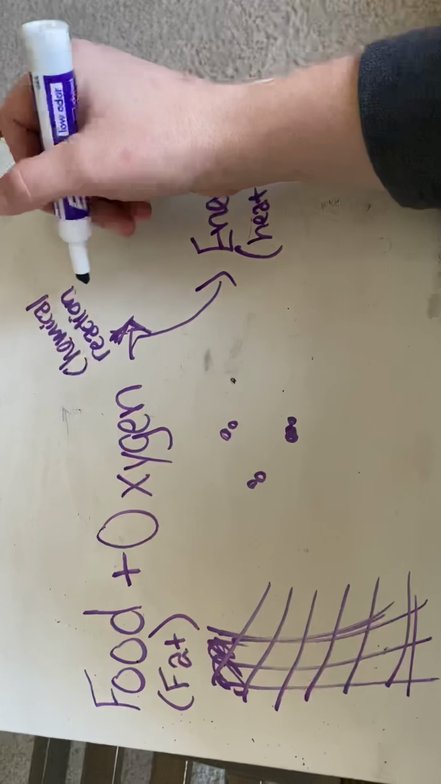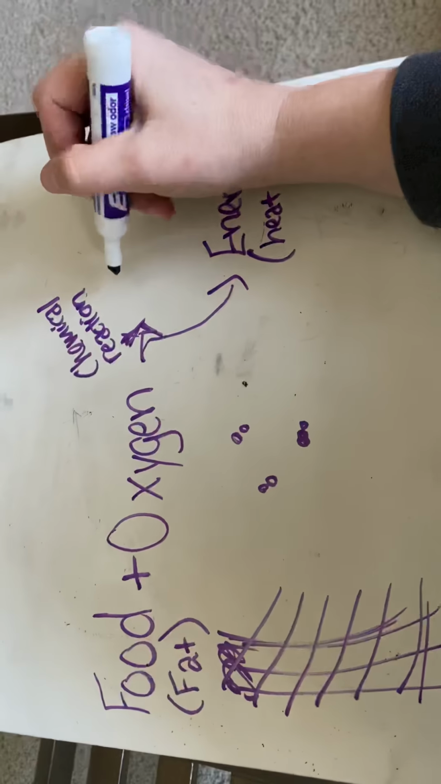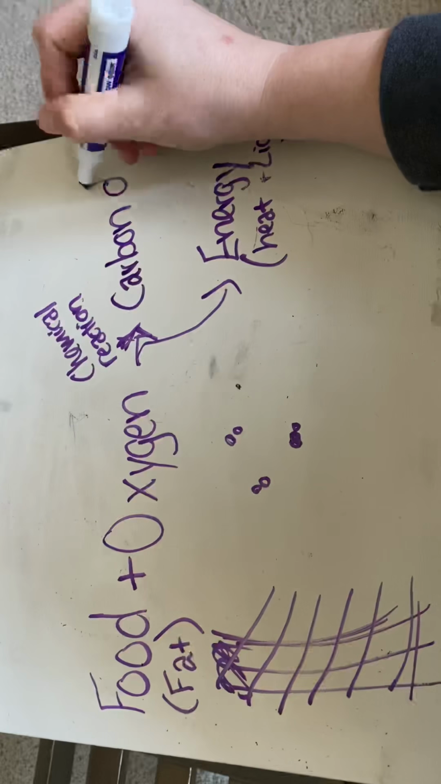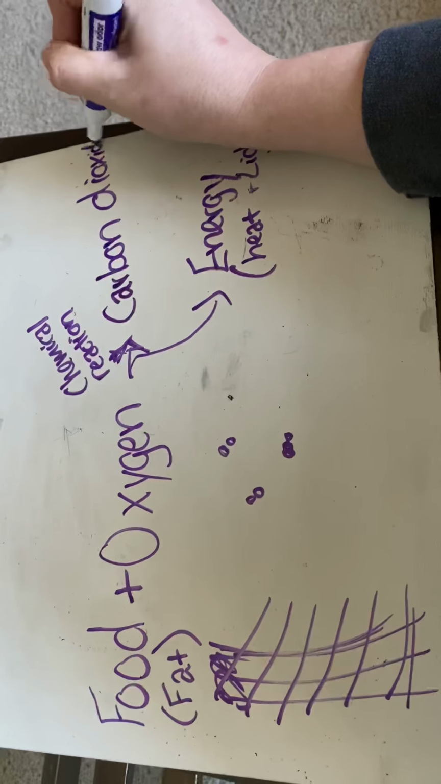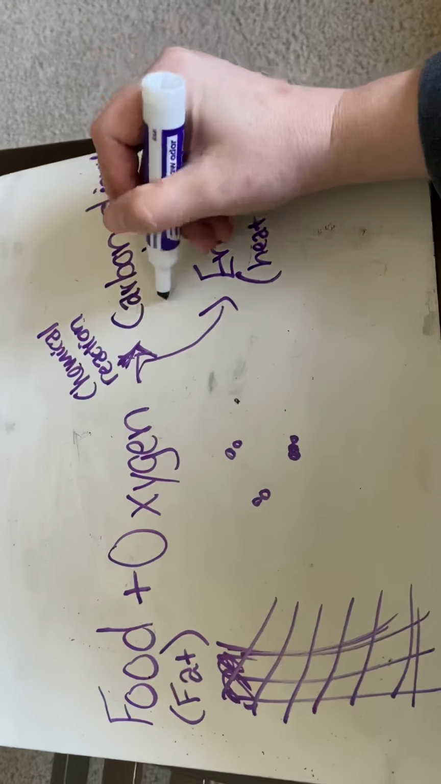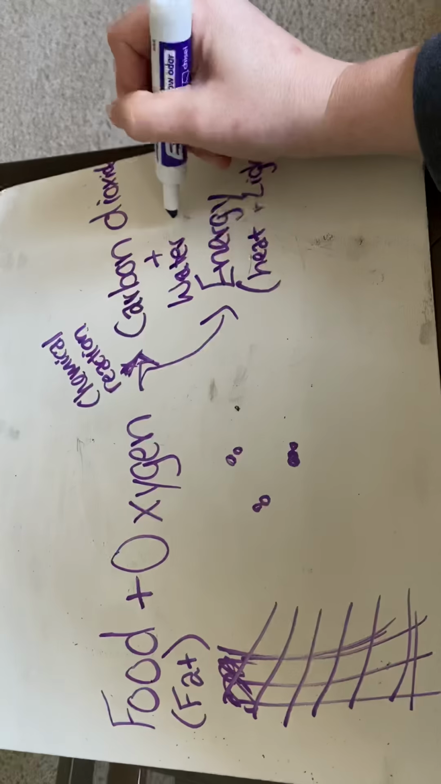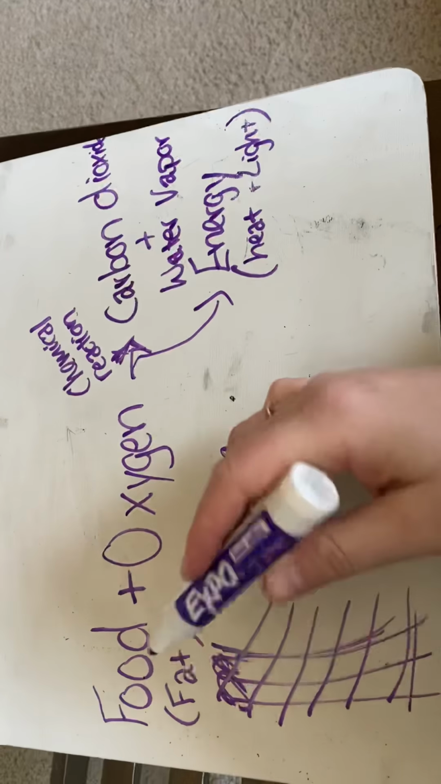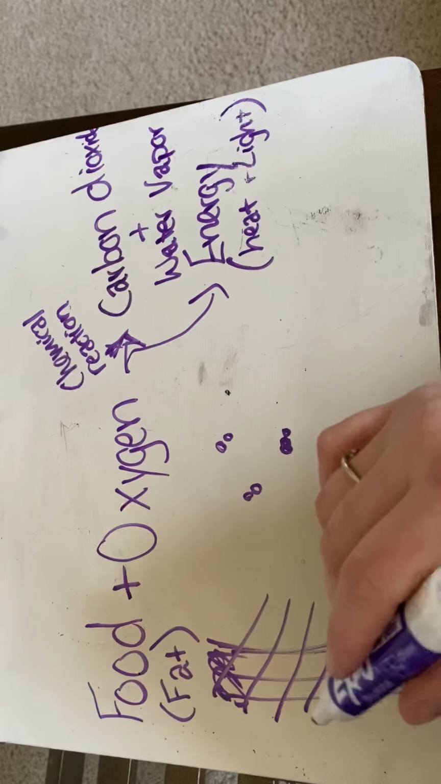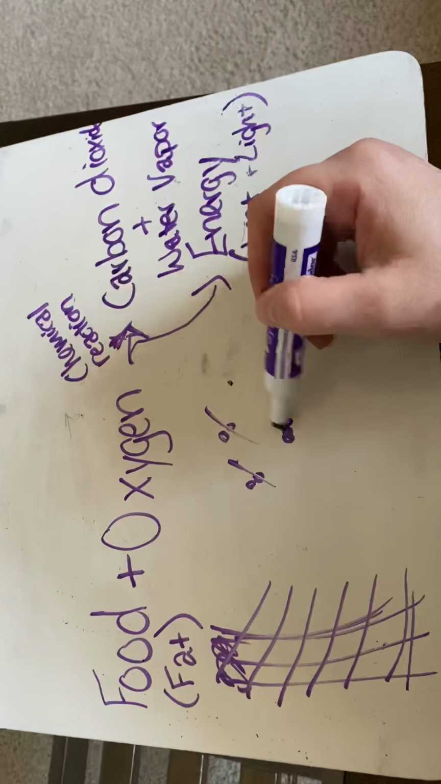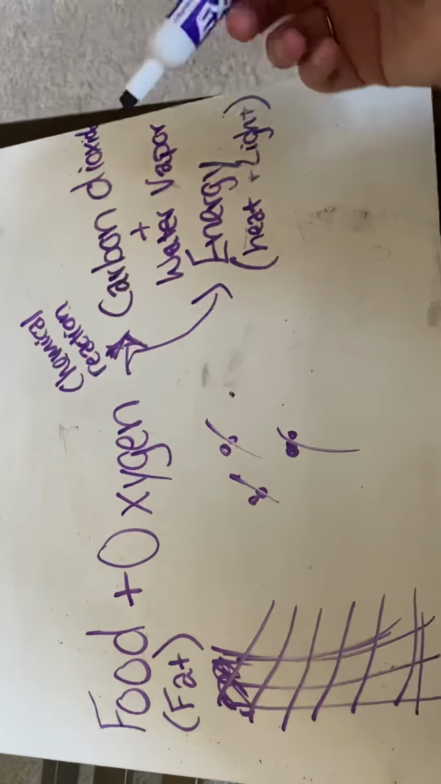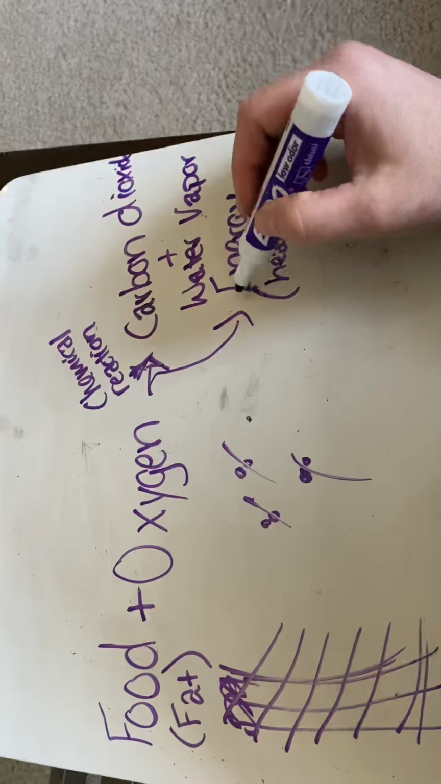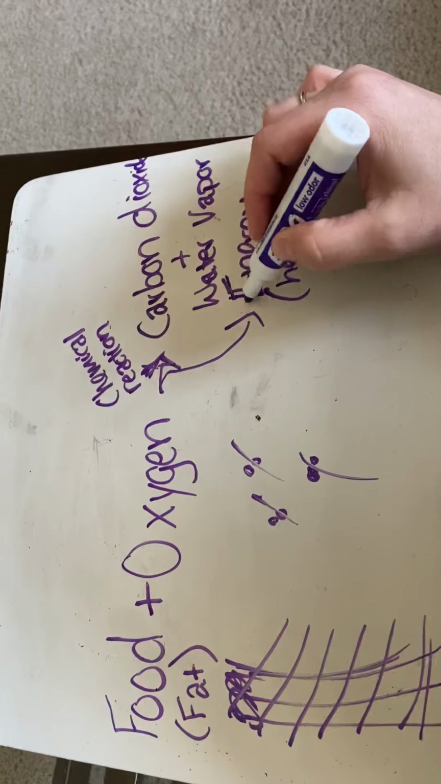But we also saw, using our very fancy sensors, the amount of carbon dioxide went up. Running out of room, sorry. And the amount of water vapor went up. So what's happening is this big fat molecule is broken into small pieces, the oxygen is also split into pieces, and they reform carbon dioxide molecules and water vapor molecules. Energy isn't a molecule, but again, it's the purpose of this reaction.